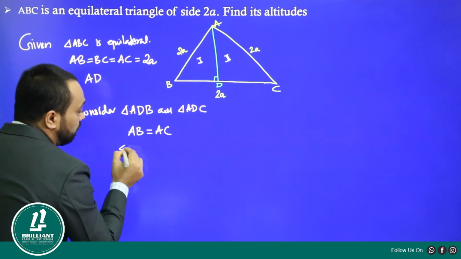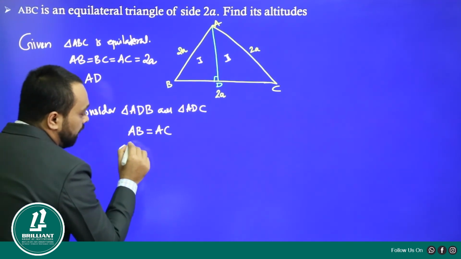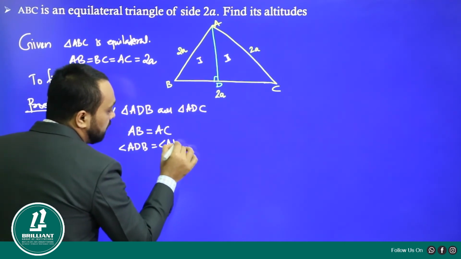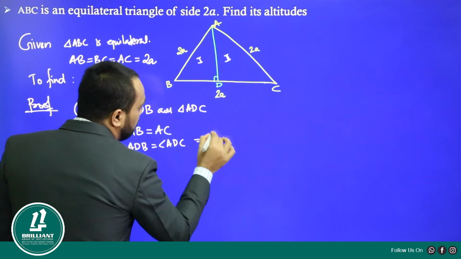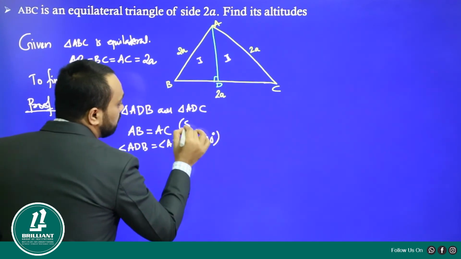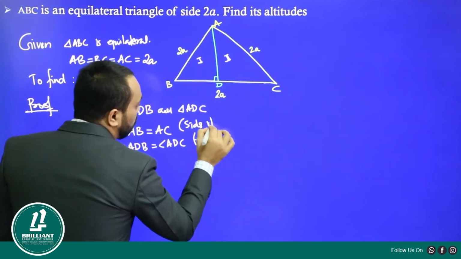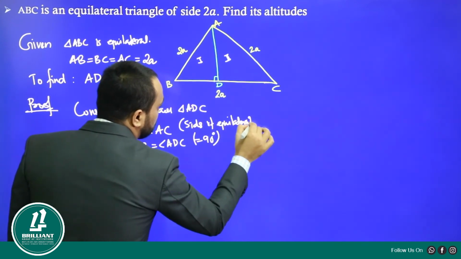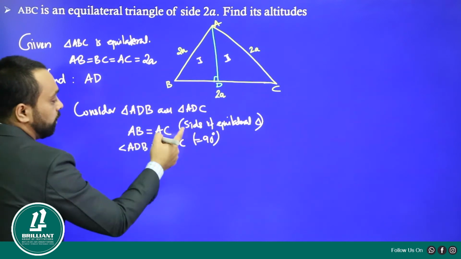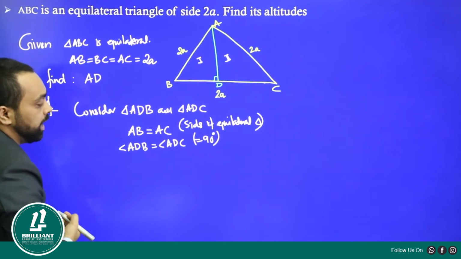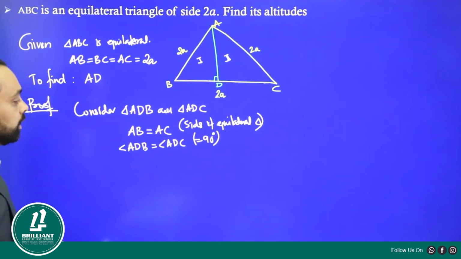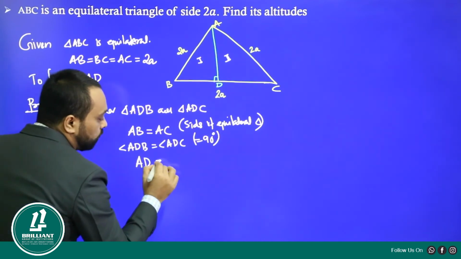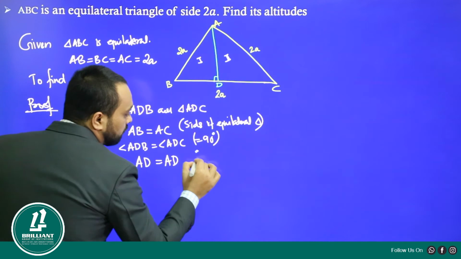And angle ADB is equal to angle ADC because both are 90 degrees. These are sides of an equilateral triangle, AB is equal to AC. Here we are getting ADB is equal to ADC, both are 90 degrees, and AD is equal to AD. One of the sides is common. This is the common side.